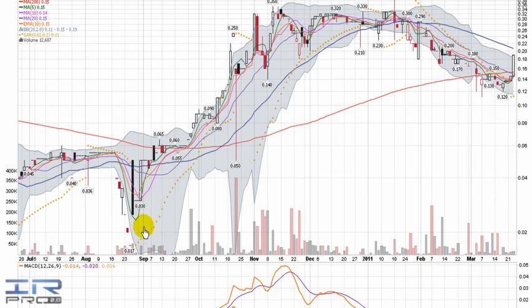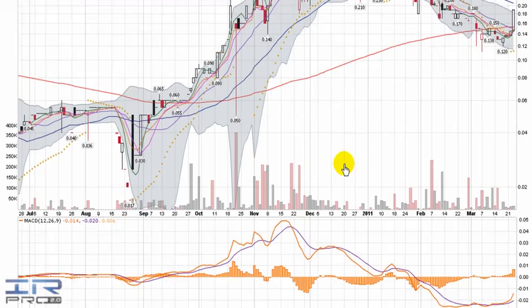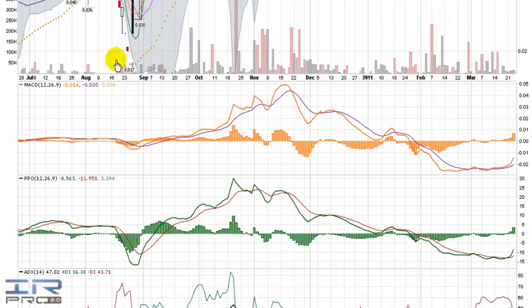But overall, a nice climb from down here around last August lows, touching 2 cents, now trading up in the area of 20 cents after hitting 35. I want to take a look at these indicators and see what they're telling us.